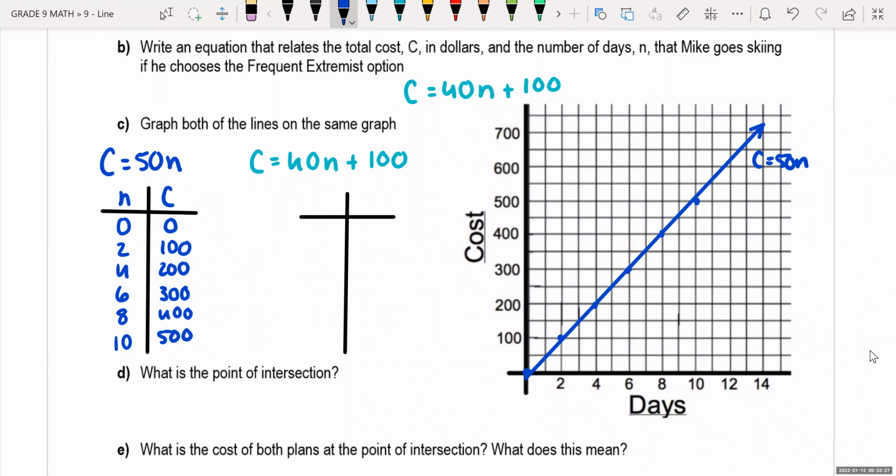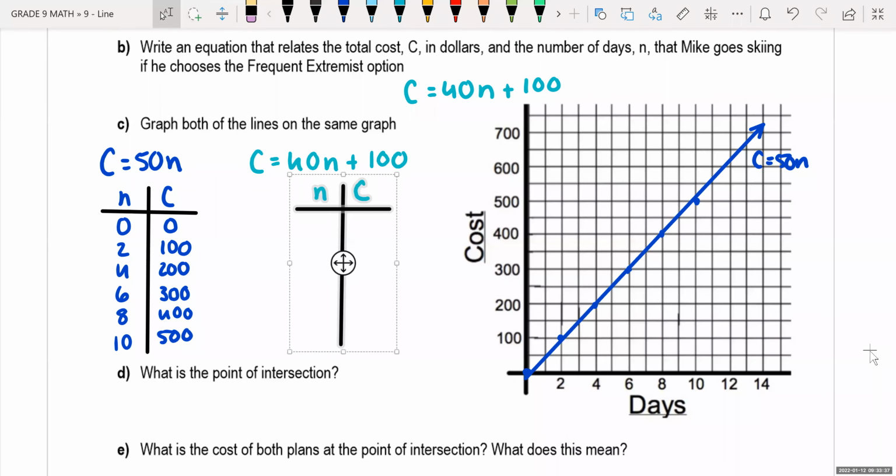I'm going to do the exact same thing now for the other equation. I'm going to call this n, I'm going to call this C. I'll use the same numbers as before. I'm just going to move this up a little bit so I have more room. It's going to be 0, 2, 4, 6, 8, and 10. And now we're just going to solve the equation. So 40 times 0 is 0, 0 plus 100 is 100. And this makes sense, right? Even if Mike does not go skiing for a single day, he still has to pay the $100 registration fee.